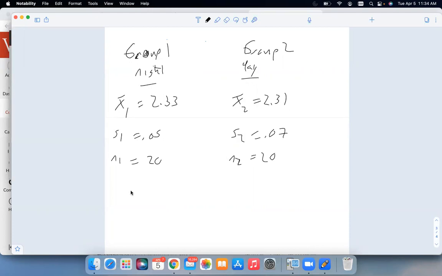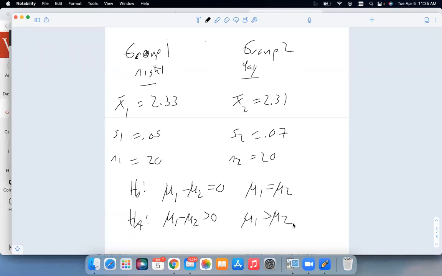Okay, then our hypotheses. My null hypothesis, if I chose correctly, if I got to pick my groups and I picked group one to have the higher sample mean, then every single time your null hypothesis is mu1 minus mu2 equals 0, or equivalently, mu1 equals mu2. And then your alternative is mu1 minus mu2 is positive. Or again, alternatively, this means the same thing, mu1 is greater than mu2.